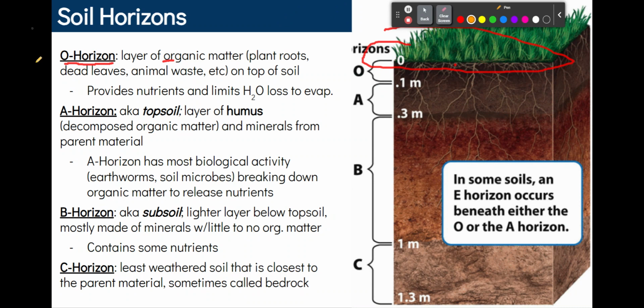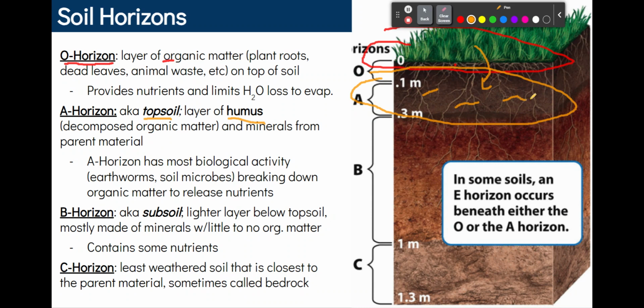This has the roots, the dead leaves, animal waste. This is where you're not going to have a lot of biological activity, but you are going to have some living things on the surface, okay? The A horizon, which is this layer right here, this is the topsoil. This is the layer of humus. This is where the decomposed organic matter from the top goes into. This is the most biological activity. There is biological activity in the O, but not as much as in the A.